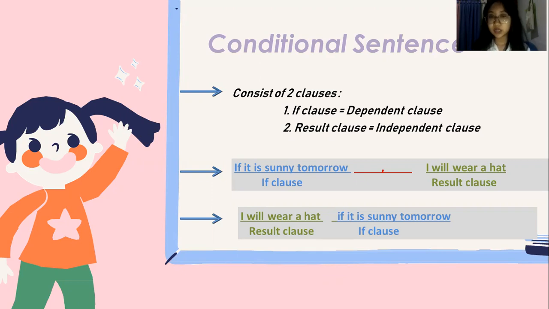The comma here is used if the if clause is at the beginning of the sentence and followed by result clause. But if you put the result clause at the beginning of the sentence, you don't need to use the comma. Look at the example number 2. We do not see comma there because the result clause is at the beginning of the sentence.